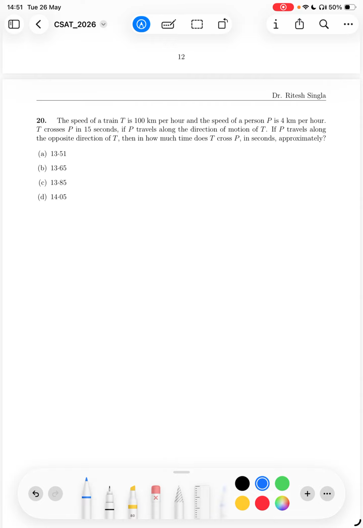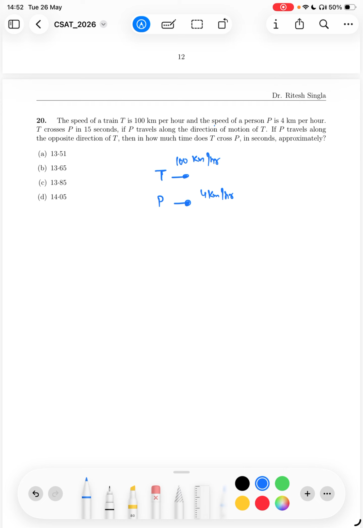So question number 20 says, the speed of a train T is 100 km per hour and the speed of a person P is 4 km per hour. T crosses P in 15 seconds if P travels along the direction of T. So suppose the train T is moving from left to right, P is also moving left to right, okay, and it is moving at 100 km per hour and he is moving at 4 km per hour. Okay, so in this type of question we assume that they both start at the same position.